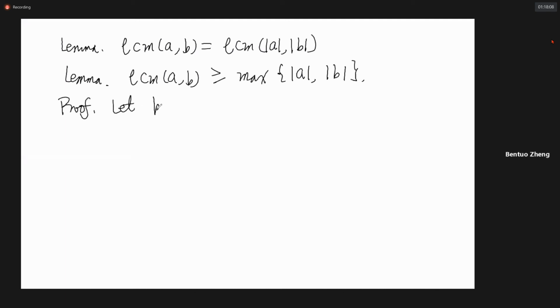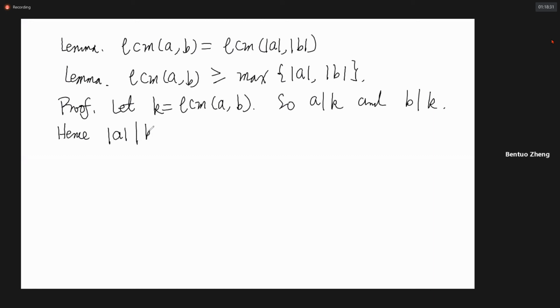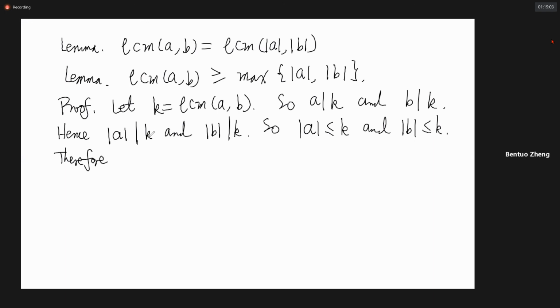We let K be the least common multiple of A and B. So K is a multiple of A and B. That means A divides K and B divides K. Hence, the absolute value of A divides K and the absolute value of B divides K. Remember, K is positive, and the absolute value of A and the absolute value of B are greater than 0. So our theorem tells us that the absolute value of A is less than or equal to K and the absolute value of B is less than or equal to K. Therefore, K is greater than or equal to the maximum of the absolute value of A and the absolute value of B.